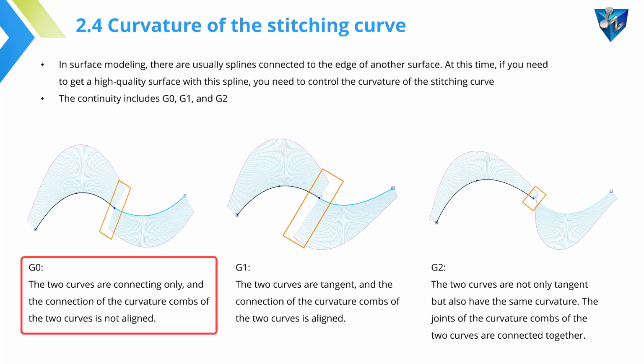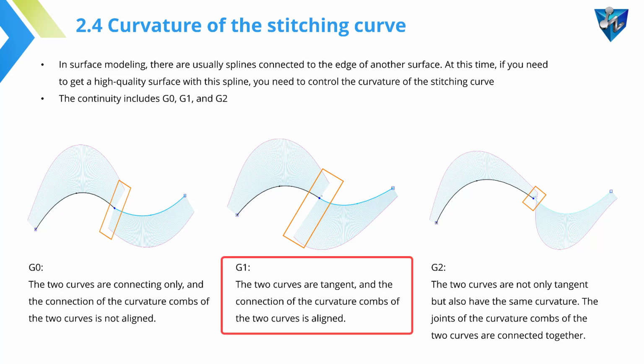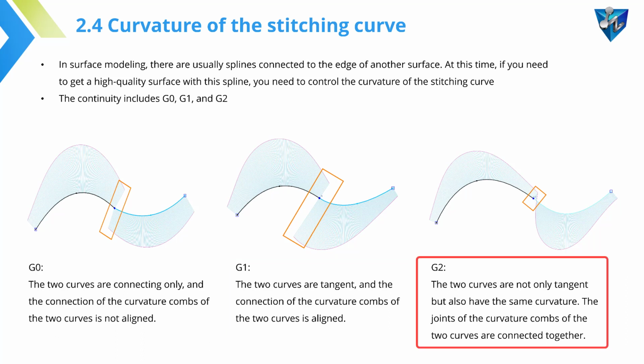G0 means the two curves are only connecting, and the curvature cones of the two curves are not aligned. G1 means the two curves are tangent, and the connection of the curvature cones of the two curves is aligned. G2 means the two curves are not only tangent, but also have the same curvature. The joints of the curvature cones of the two curves are connected together. You can select the corresponding continuities based on what you want. Okay, let's move on to ZW3D to show more detail to you.